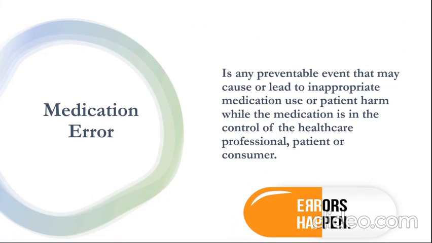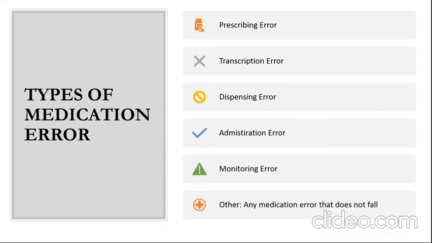Here we reach medication errors. If the errors happen despite all of these precautions, how are we going to deal with them? What are the types of medication errors? Prescribing, transcribing, dispensing, administration, monitoring, or any other error related to the medication management process.